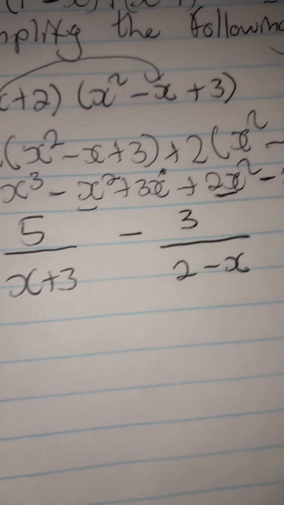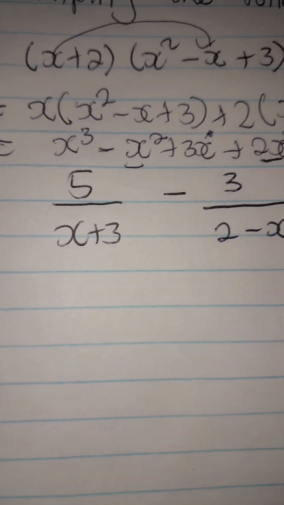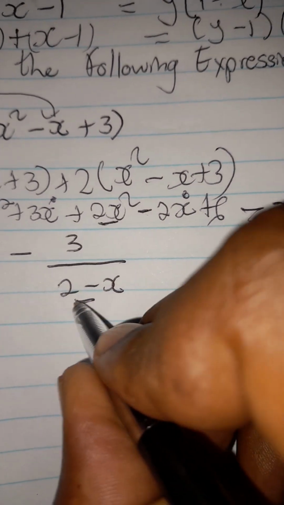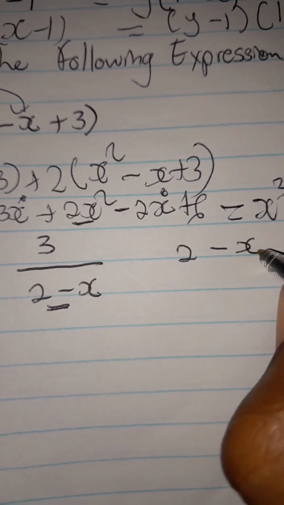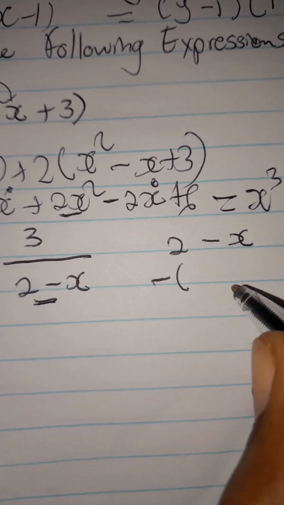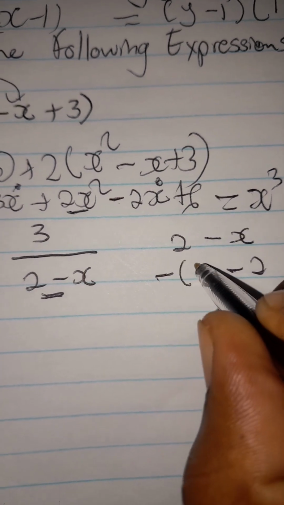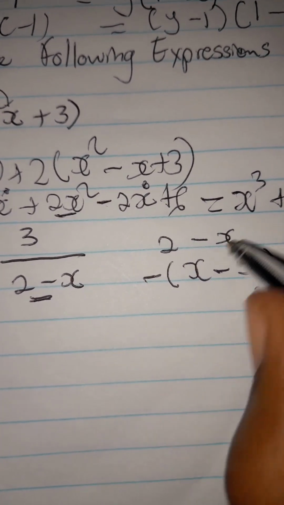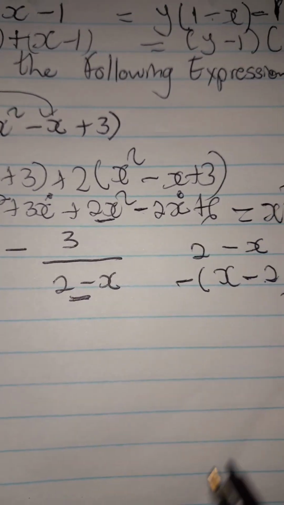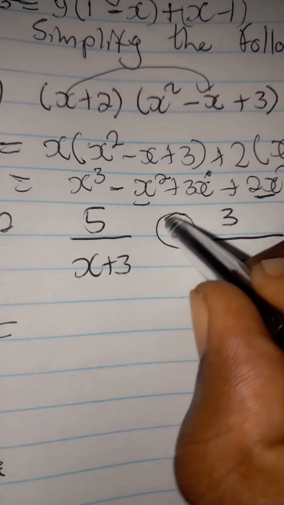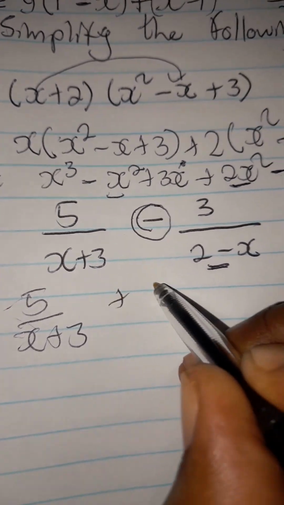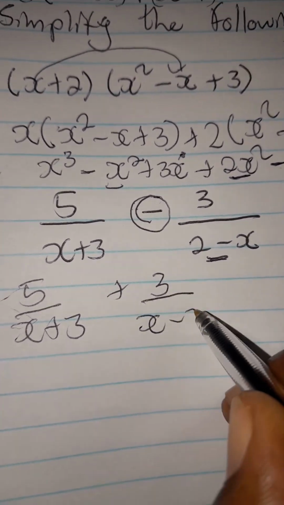So let's work out this. Okay, this is a fraction. We need to simplify the fraction. How do we simplify? Let's fix this part. Remember that this is 2 minus x. We need to write it in a standard expression, so we're going to factor out a negative. Take 2 to the other side, it becomes negative. Take x to the other side, it becomes x minus 2. So it's the same as negative times x, which is negative x, and negative times negative 2, which is positive 2. So this sign will be affected. So we are going to have 5 all over x plus 3 plus 3 all over x minus 2.